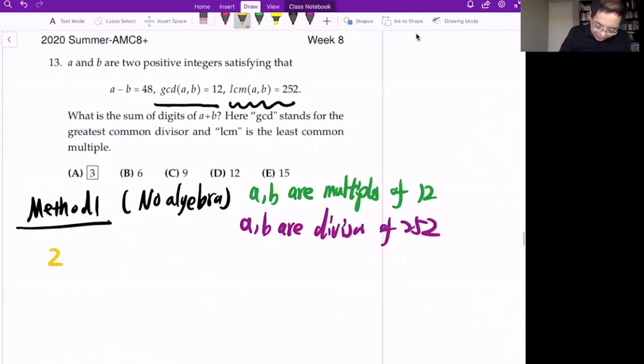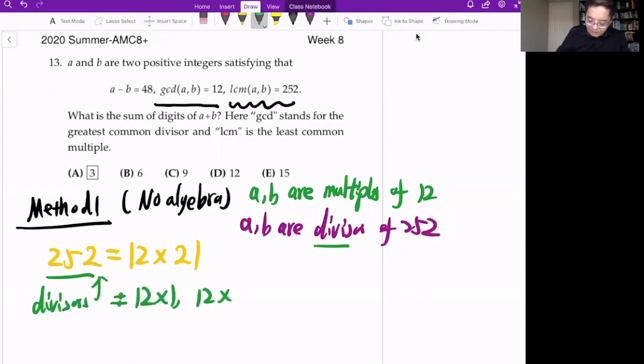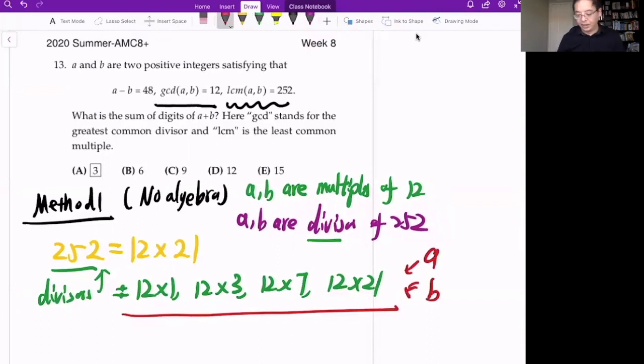All right, so we have 252, which is 12 times 21. Then we are looking for divisors of 252 which are also multiples of 12. Those are 12 times 1, 12 times 3, 12 times 7, and 12 times 21. Now, these are possible candidates for a and b. We look at those numbers to figure out which two are what we want.